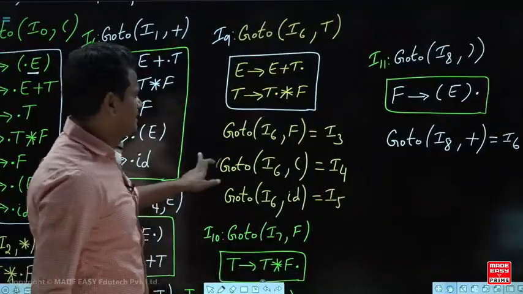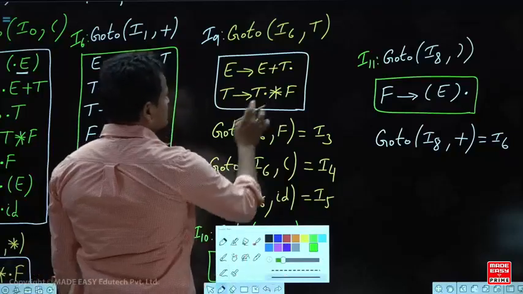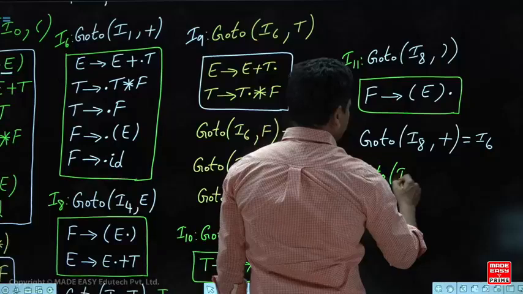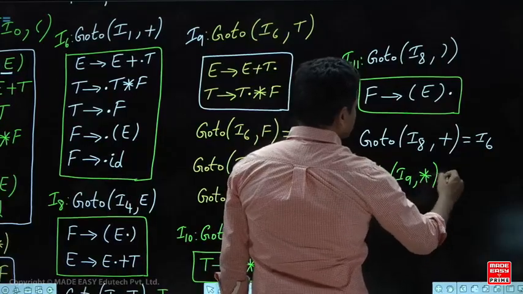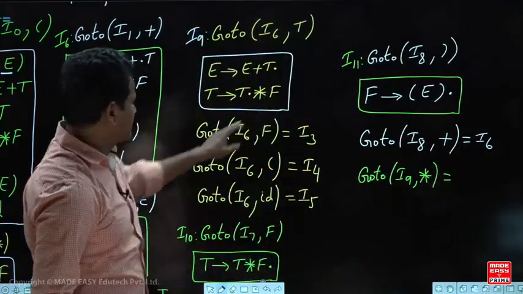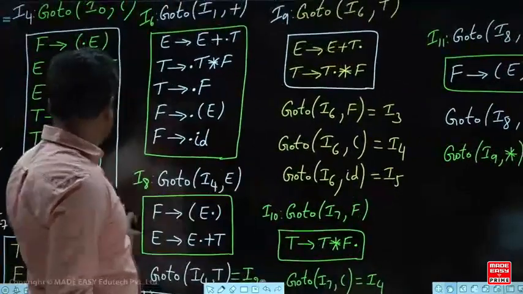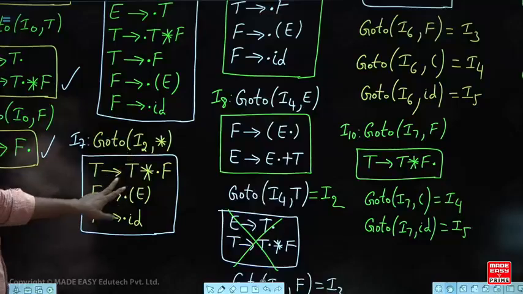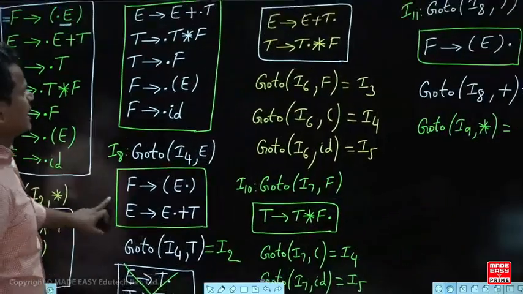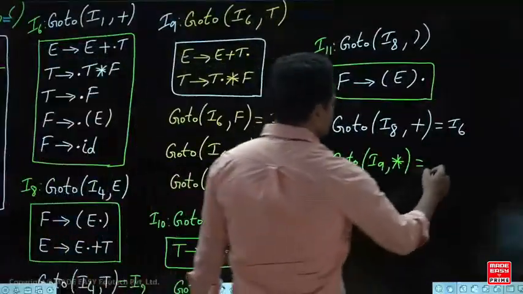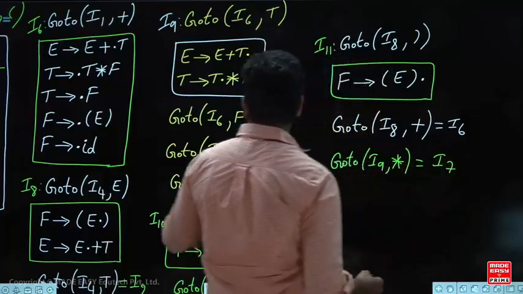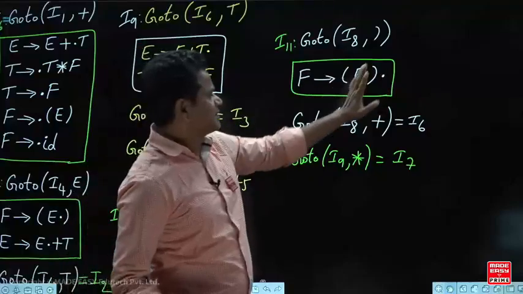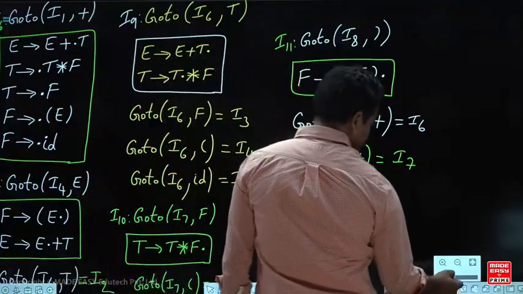Now come to I9. I9 first production is completed. Come to the second production. Go to of I9 comma star. What will you get? You just move the dot. T derives T star dot F, again F, so you will get the same state, which is I7. Therefore I9 comma star is I7. So I9 is completed. I10 is completed. Dot after nothing, I11 is completed. So total 0 to 11, 12 states you will get.